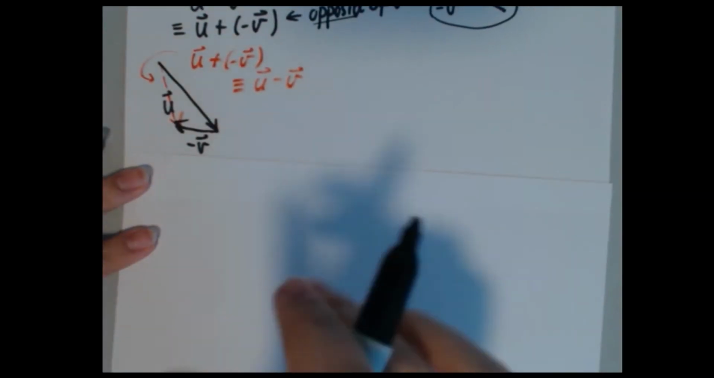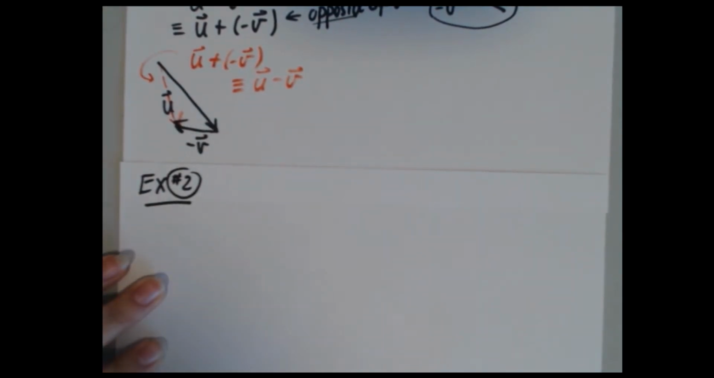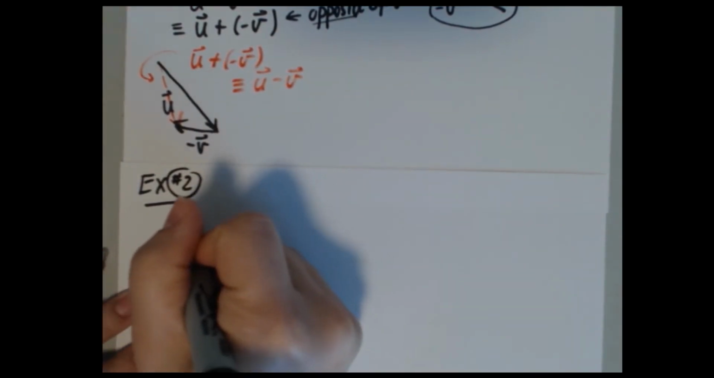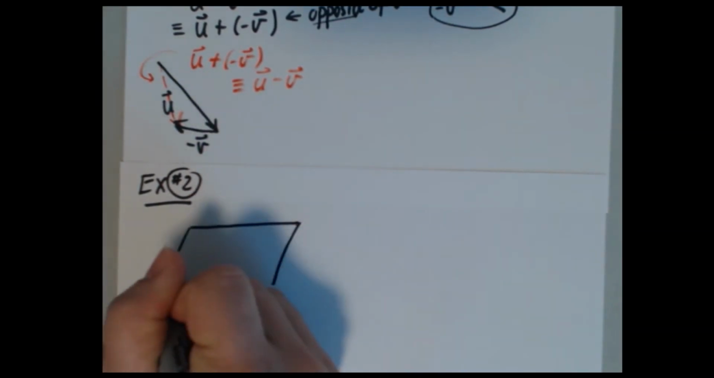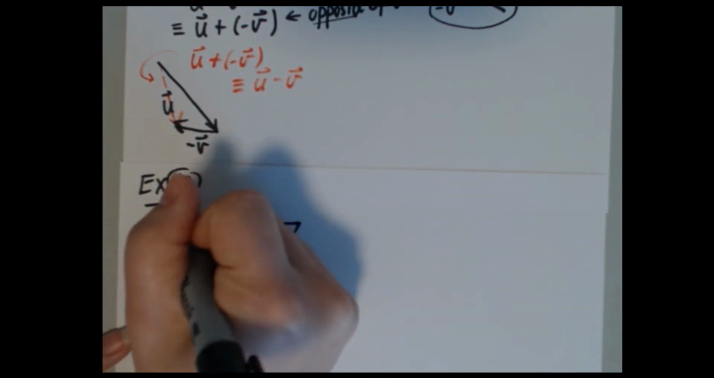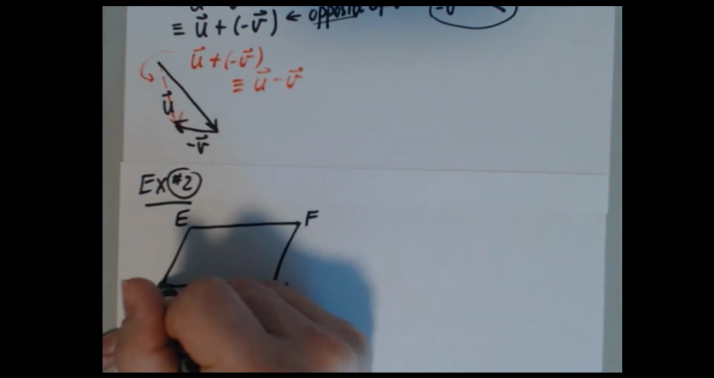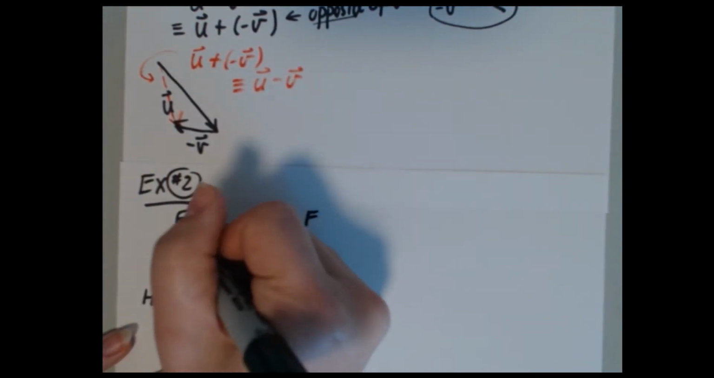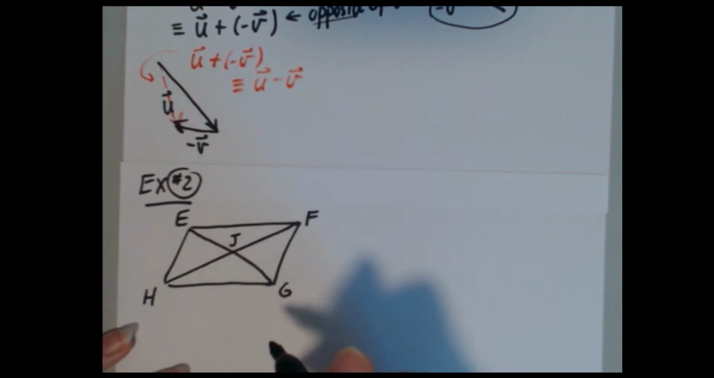All right, example 2. I'm going to sketch here a parallelogram. Excuse me. This parallelogram has vertices H, E, F, and G. I'm going to draw some diagonals in here as well. Now that point in the middle, I'm going to call that J.